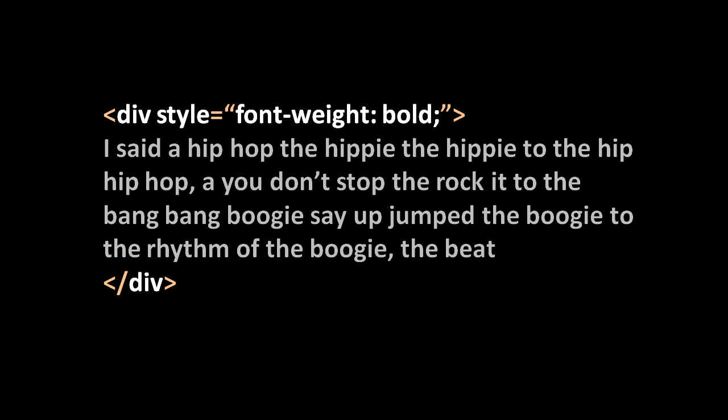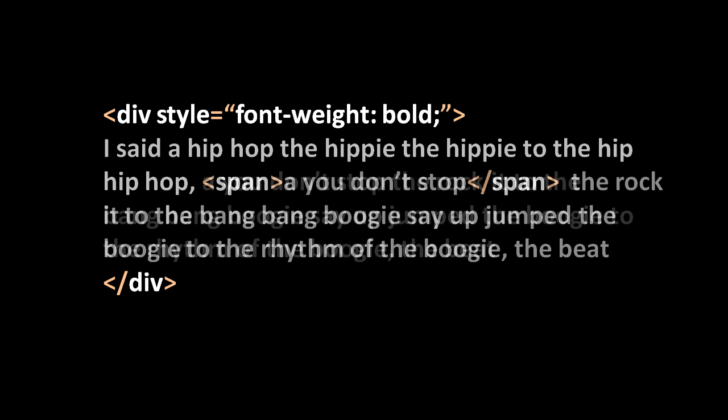Now, for text properties, things like font weight, font size, font style, font color, those get inherited by the elements within an element. So here we have this span contained within a div, and the div has the bold style applied to it. So the span within that div is going to inherit that same property. So the text in the span is going to be bold as well.